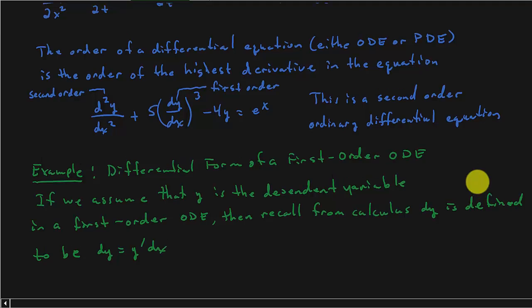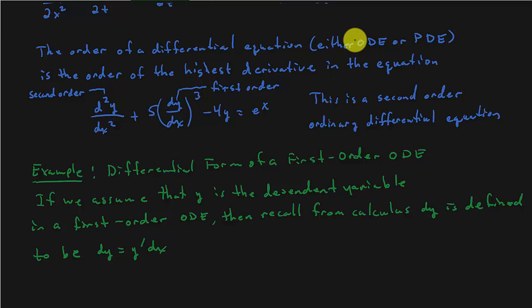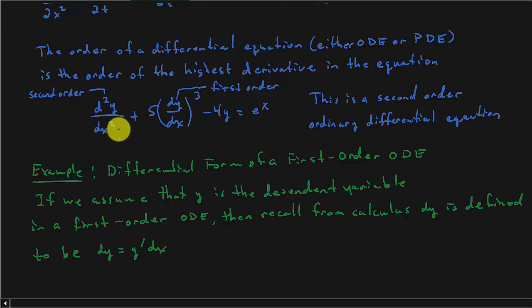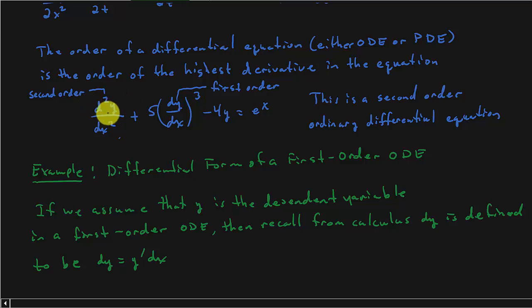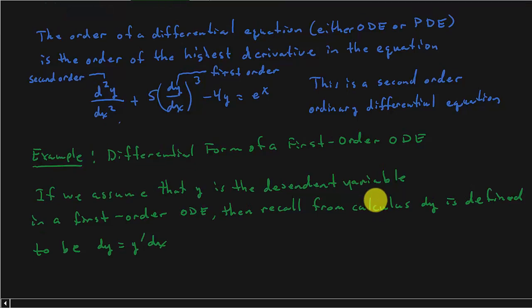Now let's look at the order of a differential equation. The order of either an ordinary differential equation or partial differential equation is the order of the highest derivative in the equation. So if you're looking at this, you can see that this first one right here is a second derivative, and this second one right here, this dy dx, that's a first derivative. So this would be a second order, this would be a first order, and this ordinary differential equation here is a second order ordinary differential equation. Okay, it's the highest power there, or the highest derivative.